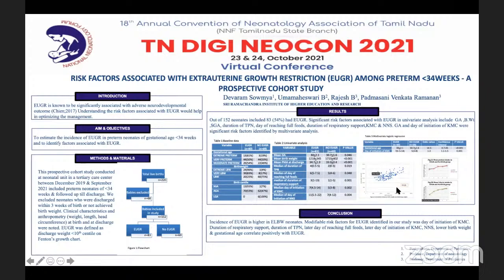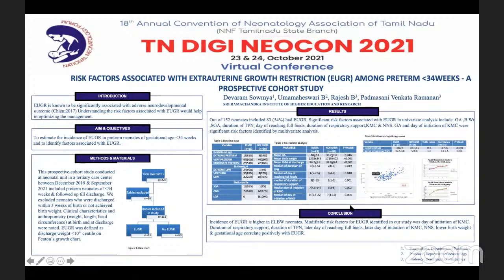Figure 2 is the graph showing the correlation between birth weight and weight at discharge with a Pearson correlation coefficient of 0.6. And Figures 3A and 3B are the graphs showing the mean calorie and mean protein intake between these two groups. And we can see that in both groups, the mean calorie and protein intake is almost similar.